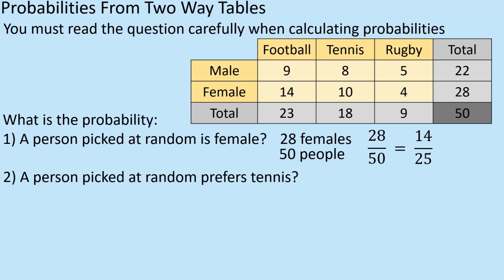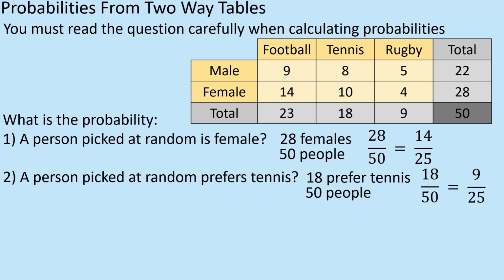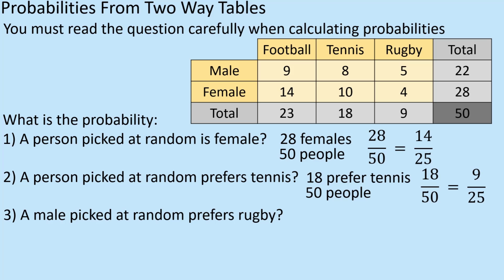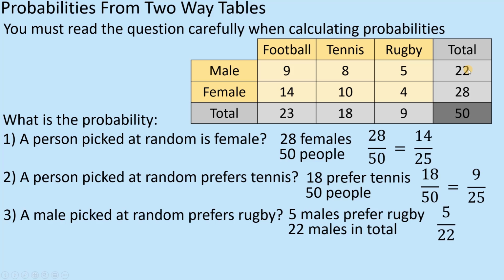A person picked at random prefers tennis. Again it's out of 50, because it's not specifically telling us anyone, and there are 18 of them, so it's going to be 18 out of 50, which simplifies to 9 over 25. Next, a male picked at random prefers rugby. This is slightly different because it's not just a person, so it's no longer out of 50, we're out of the men. Out of the 22 men, 5 prefer rugby, so it's 5 out of 22. That slight difference in wording, the fact that I am picking a male, changes the dynamic in terms of probability. It's no longer out of 50, it's specifically out of the 22.